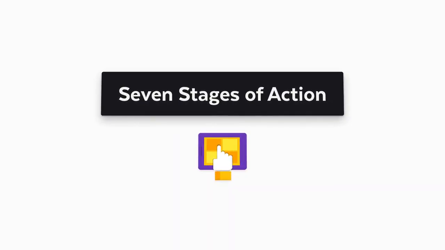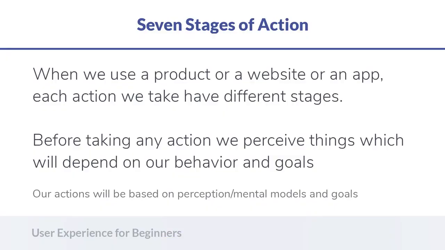Whenever we use a product or a website or an app, in our minds, we try to create a set of actions. First, I'm going to do this, then I'm going to do this. And all these actions are based on our perception, what we are perceiving, how we are perceiving that app or the result of our actions. So all our actions are going to be based on perception, which is also called mental models, and our goals, what we want to accomplish in the end. We will talk about mental models later.